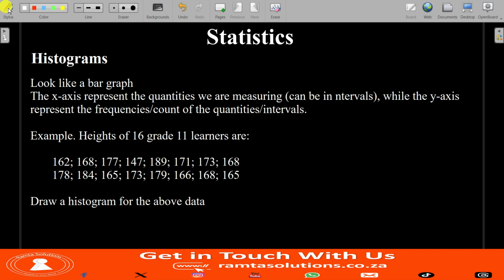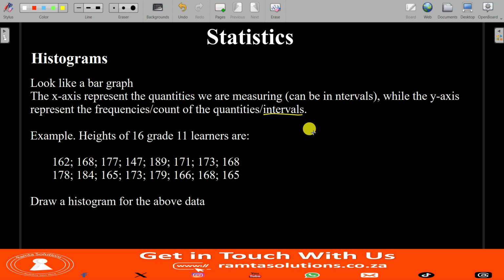Okay, so now let's look at this example here that says the heights of 16 grade 11 learners are, as you can see, 162, 168, and so on. Now, we are required to draw a histogram for this information. So we need to group this information. Like I said, we're going to use intervals.